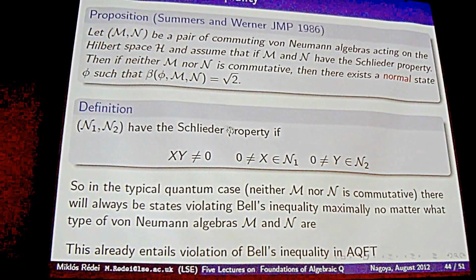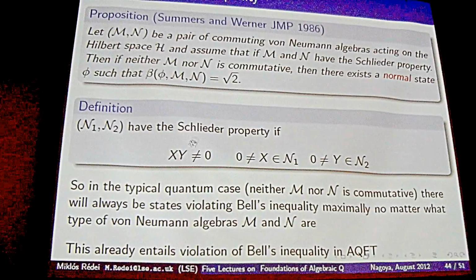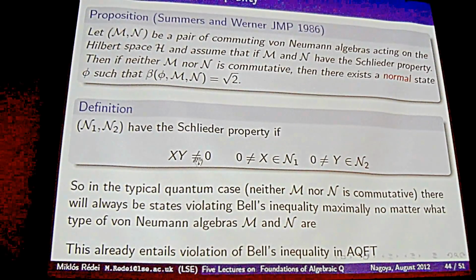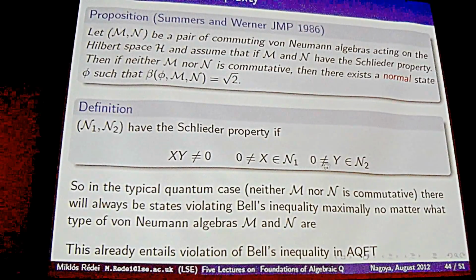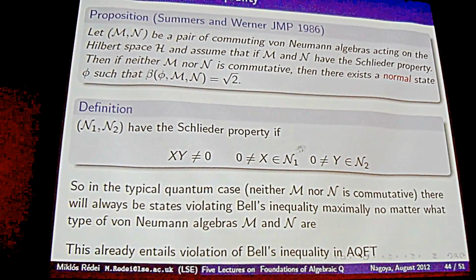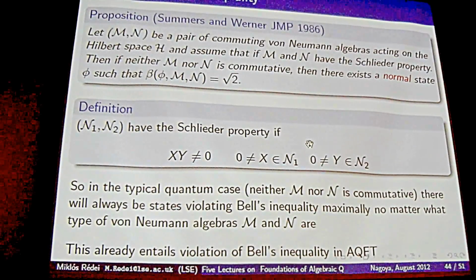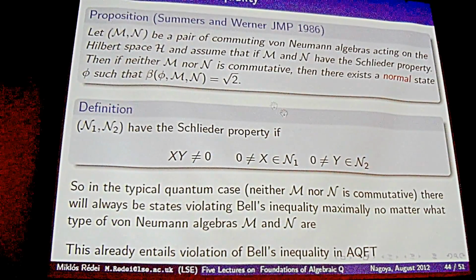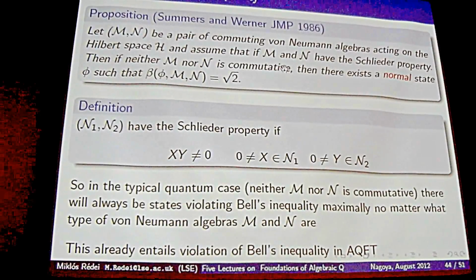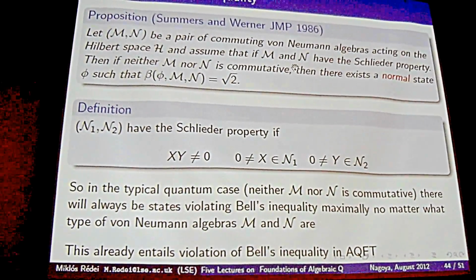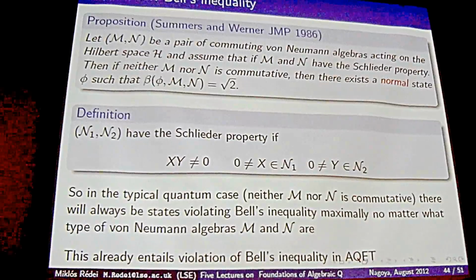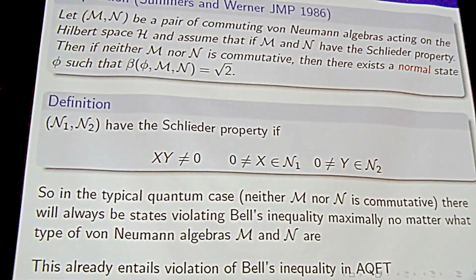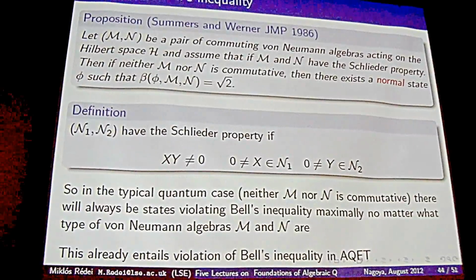Here's the definition of the Schlieder property. It's an independence property. It says that the product of the two observables x and y is not equal to 0 if none of them is equal to 0 and they are from the respective von Neumann algebras. So what this means is that in the typical quantum case, when neither of the observable algebras is commutative, then there will always be states that violate Bell's inequality maximally, no matter what kind of von Neumann algebras you're dealing with.